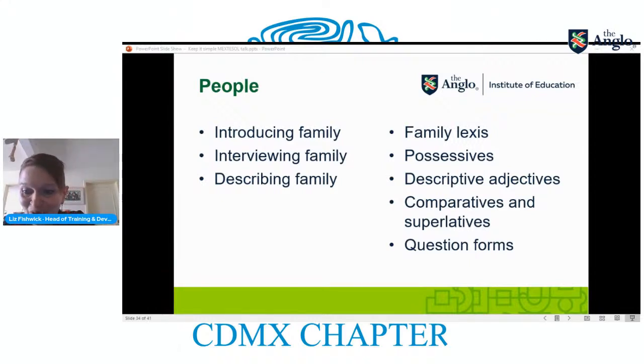So here are some ways you could use to help with family, and I've got some ideas like question forms if they're interviewing a family member, descriptive adjectives, possessives, family lexis, and again, you think about the choice and the options are quite endless as well. Okay then? So yeah, here are just some activities where you can take advantage of home surroundings.